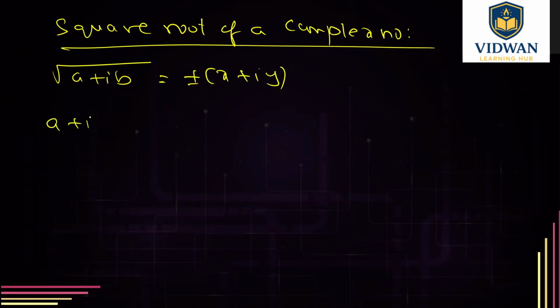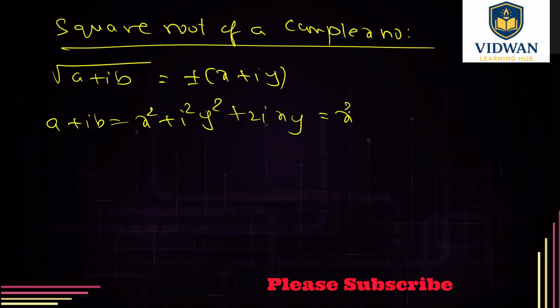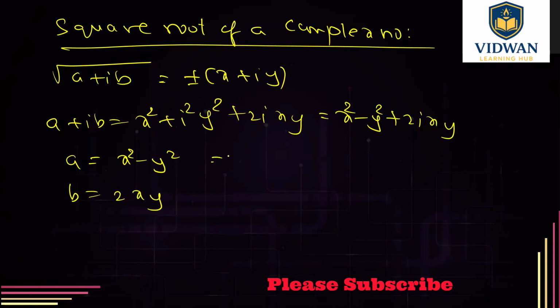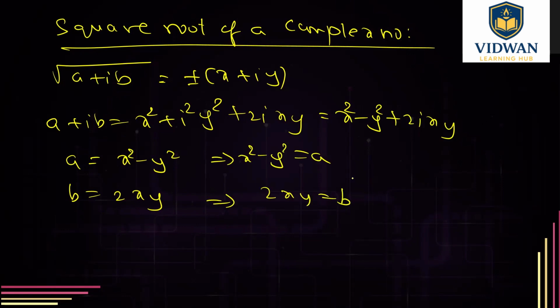Squaring both sides, you get a plus ib equal to x square plus i square y square plus 2ixy. Since i square is minus 1, you can write this as x square minus y square plus 2ixy. When two complex numbers are equal, we can equate real part with real part, so we get a equal to x square minus y square, and imaginary part with imaginary part: without i you have b here, and without i you have 2xy. So x square minus y square equal to a, and 2xy equal to b. Call them 1 and 2.